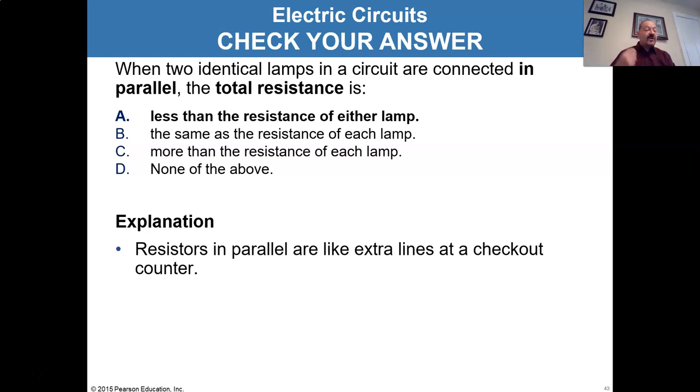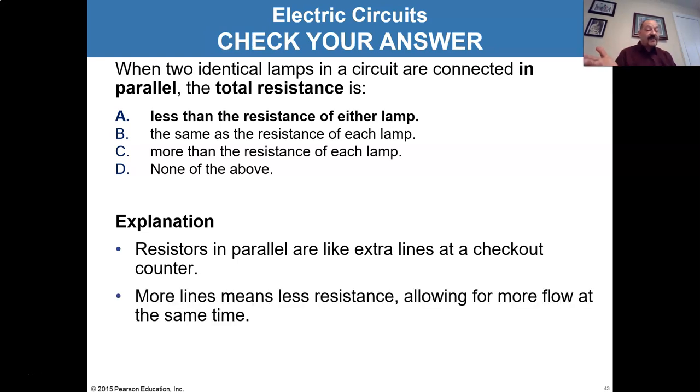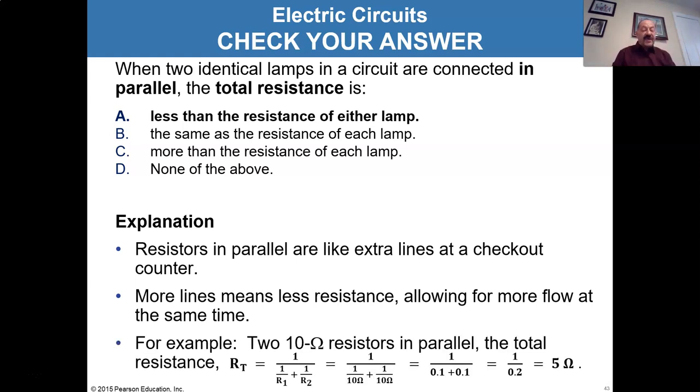Resistors in parallel are like extra lines in a checkout counter. You have more pathways for the electrons to go through, so that means there's a lot less resistance for the electrons on average to get through, so that makes the flow easier.